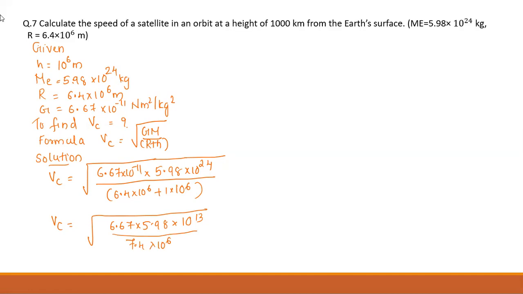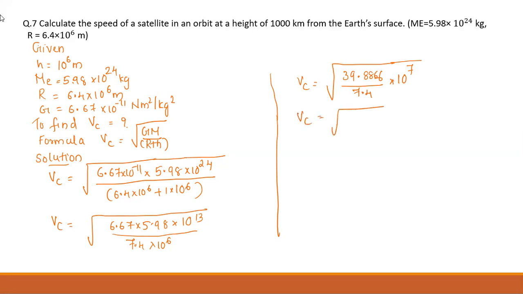Now we'll take 10 raised to 6 to the numerator. It will become minus 6. So we will get VC is equal to under root 6.67 into 5.98 is 39.8866 upon 7.4 into 10 raised to 13 minus 6 is 10 raised to 7. 39.886 divided by 7.4, on dividing this, we will get 5.39008 into 10 raised to 7.